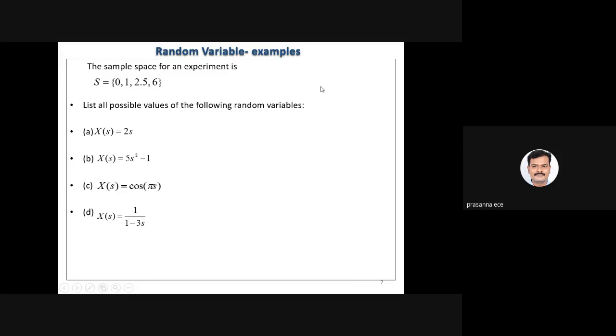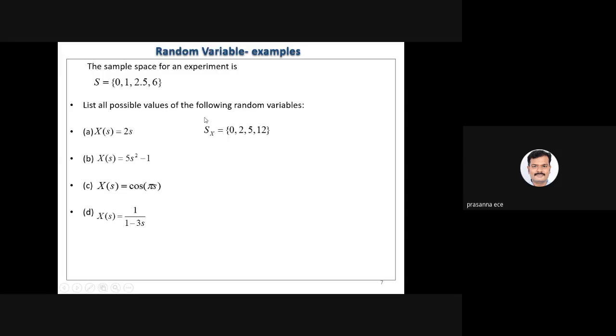First, given x of s equal to 2s, what are the possible values of x? It is 0, 2, 5, 12. Yeah, good. So these are the set of values.